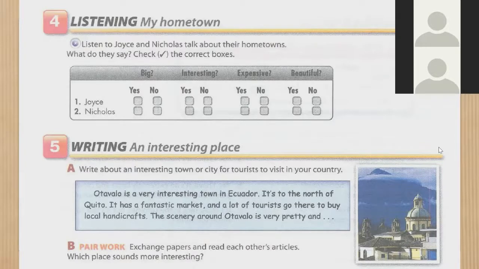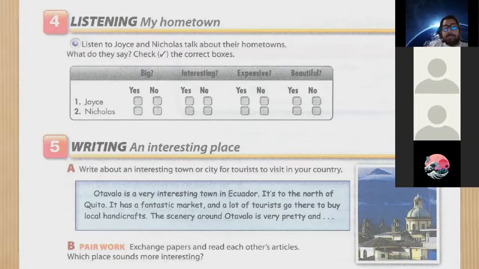Okay, guys. Let's check it out. All right, let's see what's happening there. Guys, what about Joyce? Let's talk about this, all right? What about the city? Is it big, you know, his hometown? Very small. It's very small, actually, right? Yeah. Okay, what about interesting? Yes or no, guys? No. It was very boring, she says, right?